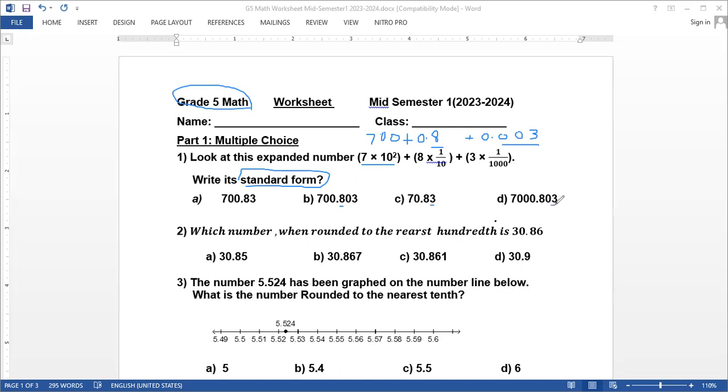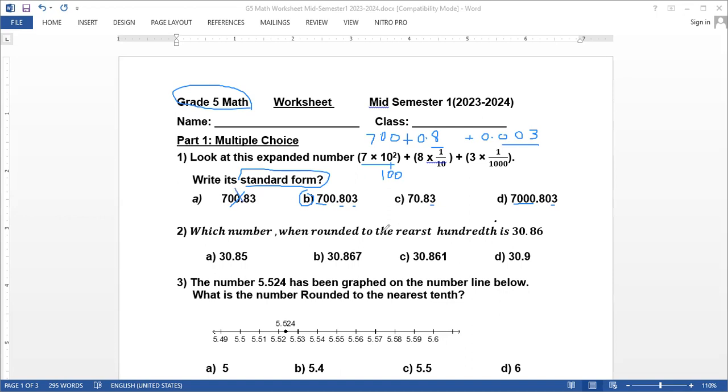And here we have 3 in the thousandths, but we have here 7,000. Why? Because 10 power 2 means 100. So the correct answer is B, because we have 700 and 0.803, because the 3 is in the thousandths. So that's why I didn't choose A.